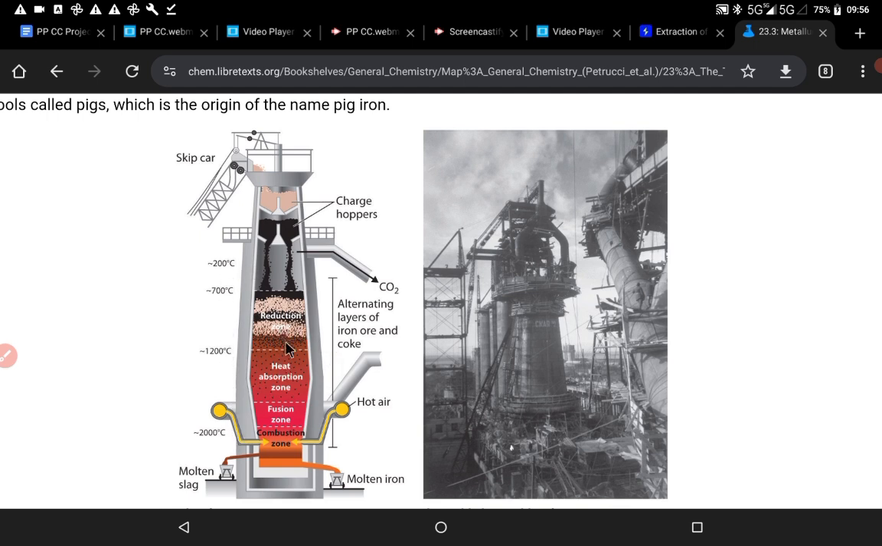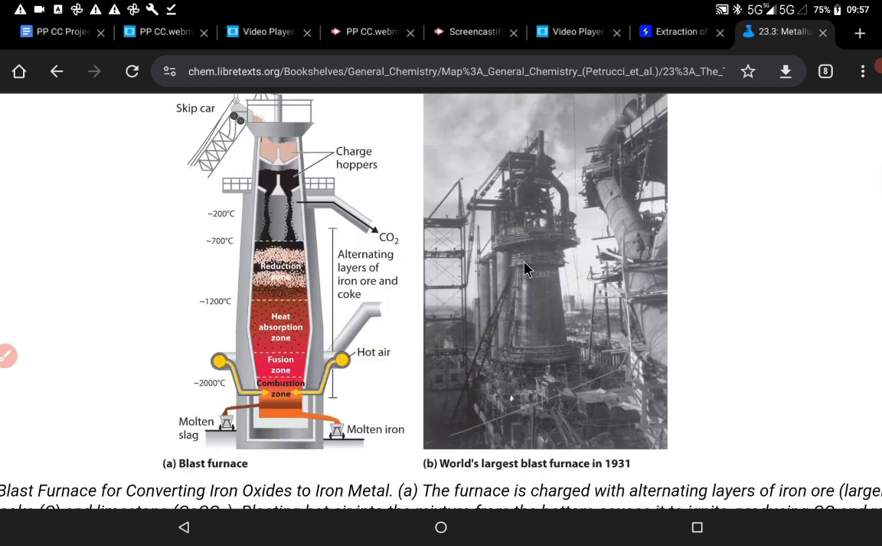So what you are seeing here, I've already explained. This is where waste gases, carbon dioxide, are coming out. This is where they feed in hot air, and these reactions will take place. The molten iron is collected like that, and the slag is on top, it's collected on its own. This is the world's largest blast furnace. It was captured in 1931. Just for us to appreciate how these things are happening.